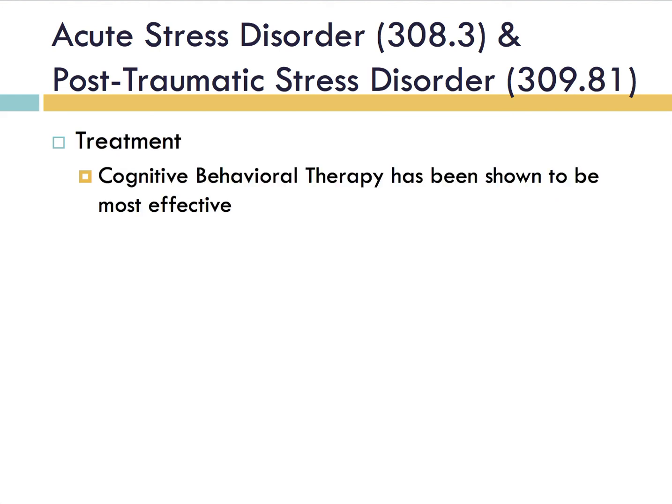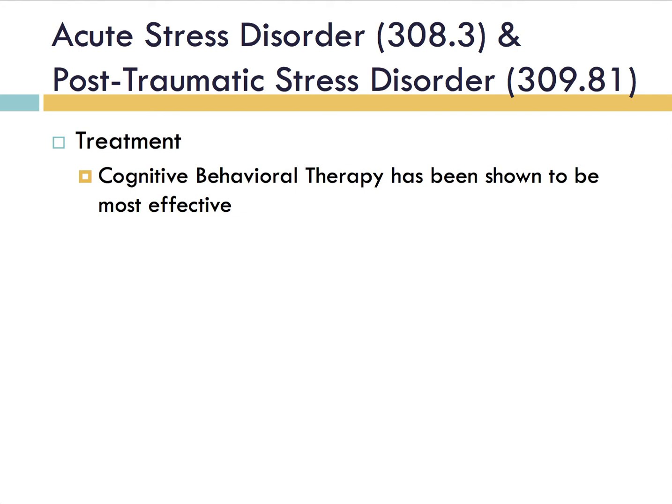So best practice in the treatment of acute stress disorder and post-traumatic stress disorder is cognitive behavioral therapy. There's actually been a specific kind of cognitive behavioral therapy developed called trauma-focused cognitive behavioral therapy, which has the client write out the story of their trauma and talk through all the pieces of it. And that serves as a form of what your book calls imaginal exposure.